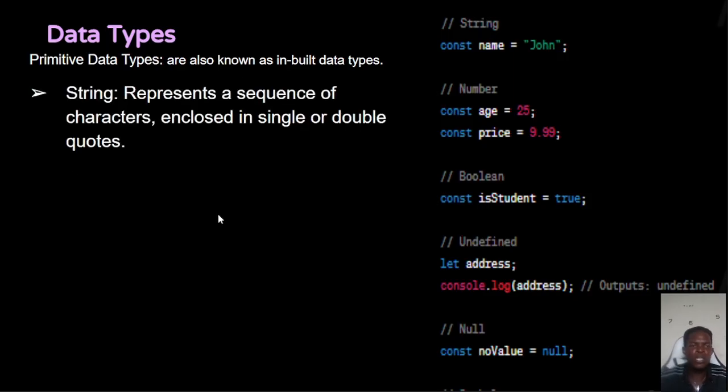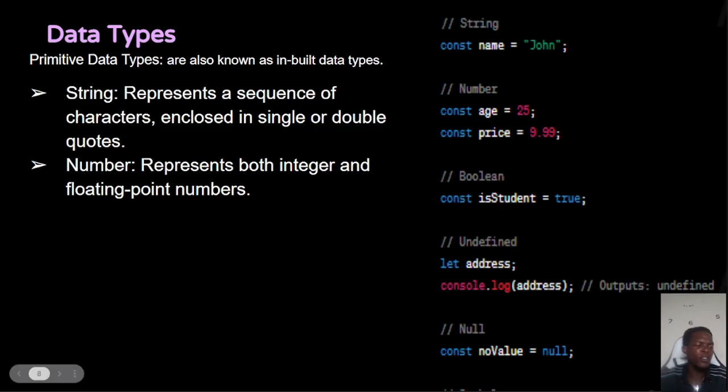So let's start with a string. A string represents a sequence of characters enclosed in single or double quotes. So when you see something like this, const name is equal to John, this is a string. You are storing this variable as a string. The system will read this as a text-like value. Strings are usually textual values, so they are usually presented with a quote. You can see there's a quote here.